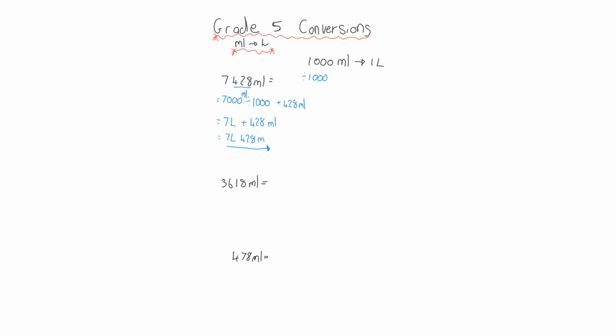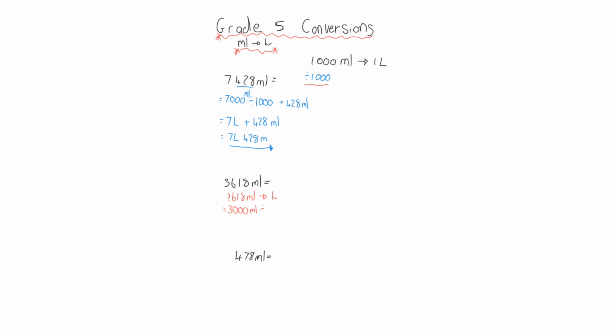All right, so the next one we'll do this one. In this case we're going to divide. So you say 3618 milliliter goes to liter. But how is this going to happen? Remember we said here we divide by 1,000. So you see this is 3,000, right? So we write that 3,000 down. So we say 3,000 milliliter divide by 1,000. And then you say plus, and then you write down what we can't divide with the 1,000. So there we go.